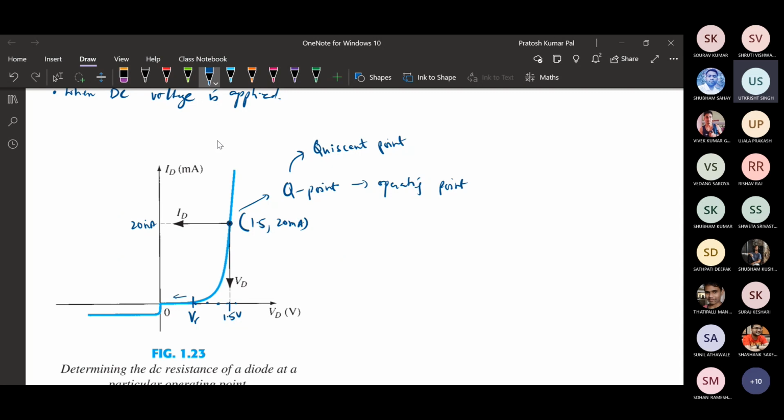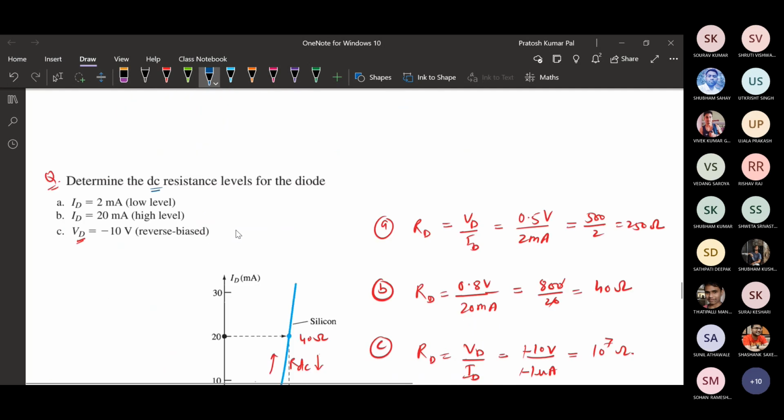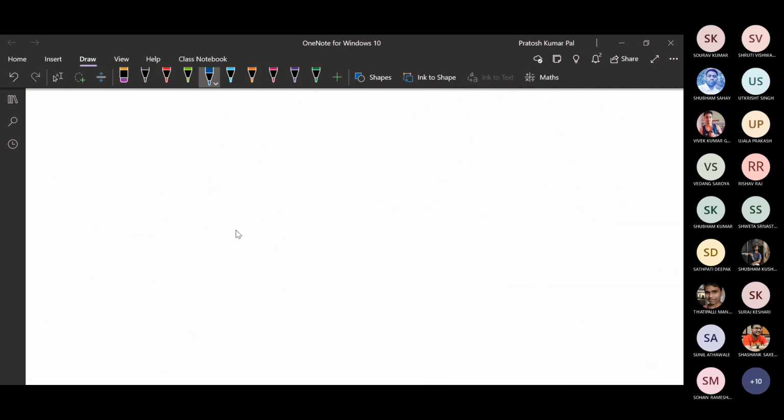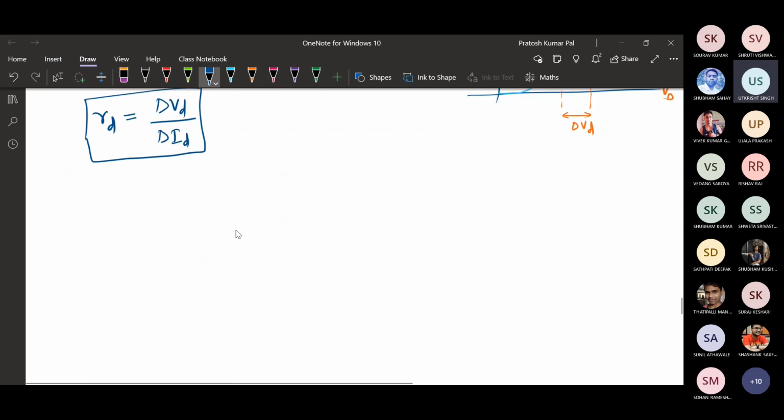So that means the circuit, whatever circuit we are going for the analysis, at constant DC level or constant voltage, at which there is no variation in the voltage, that's the point at which all the calculations will be done for the circuit. That is called a quiescent point. There is a phenomenon by which we can define this Q point. We will see that later. Okay, so here we have to find out what the AC resistance is basically.